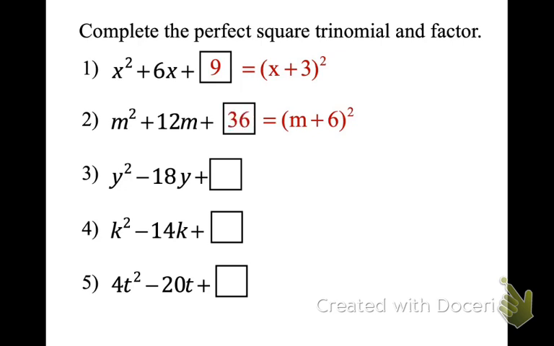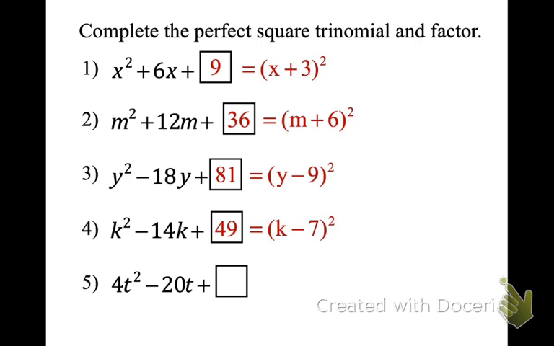Divide the middle term by 2, I get negative 9. So y minus 9 squared, the quantity. And then when I square negative 9, I get positive 81. Okay, divide negative 14 by 2, I get negative 7, so that's k minus 7. When I square the negative 7, I get positive 49.